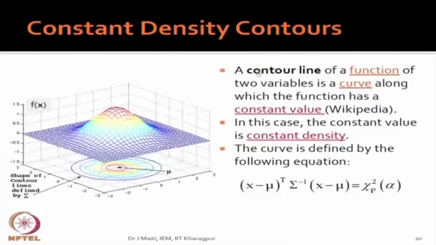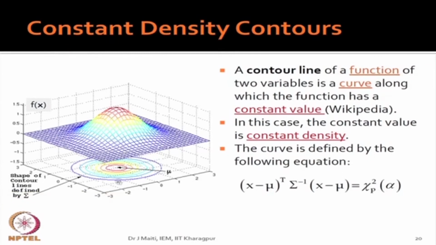Why constant density contour? What is the contour? A contour line of a function of two variables is a curve along which the function has a constant value. This is the Wikipedia definition. Our function is f(x1, x2). When we make a cross section, we take a constant density, suppose 0.5, and along that 0.5 we make a cross section, and that cross section brings out an ellipse here also.